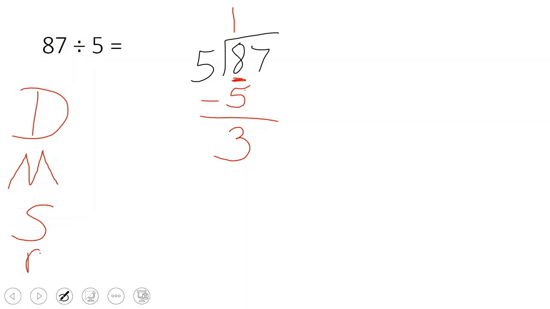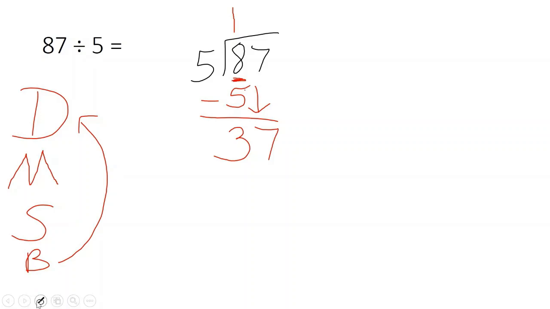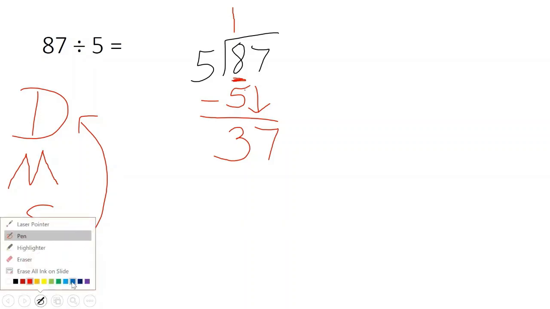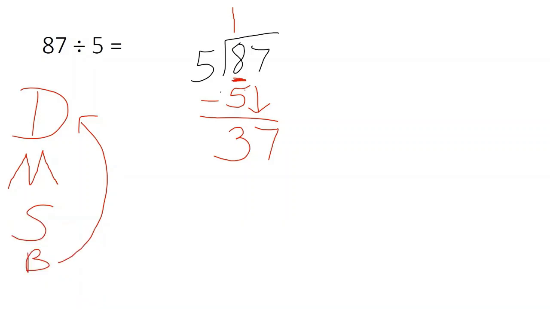My next step is to bring down. So I'm going to take my next digit, so up here it's a 7, and I'm going to go ahead and bring it down to make 37. After I bring down, I repeat my steps over again. So let's grab another color from my ones place. So I have here 5 and 37.